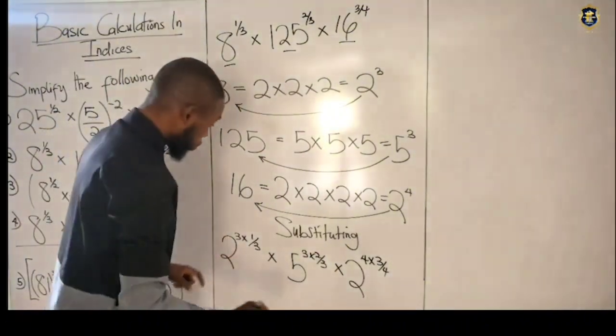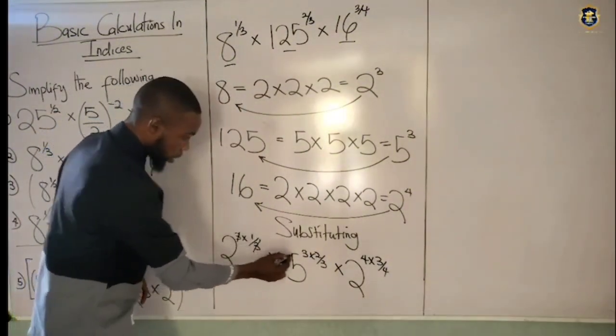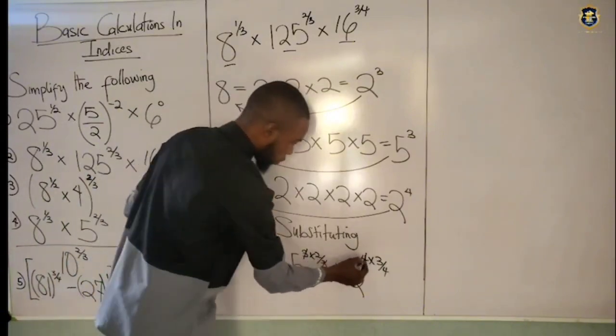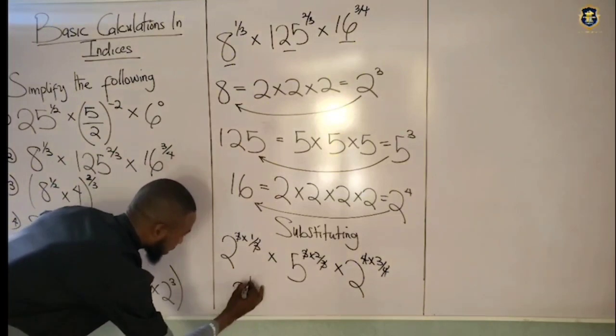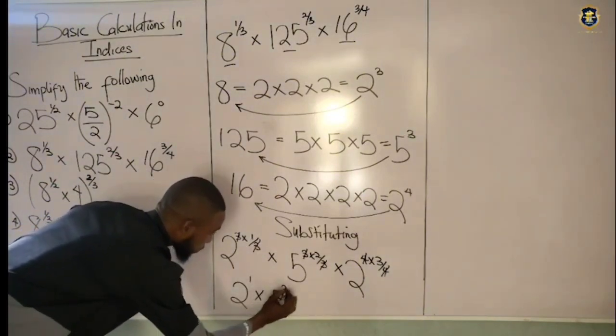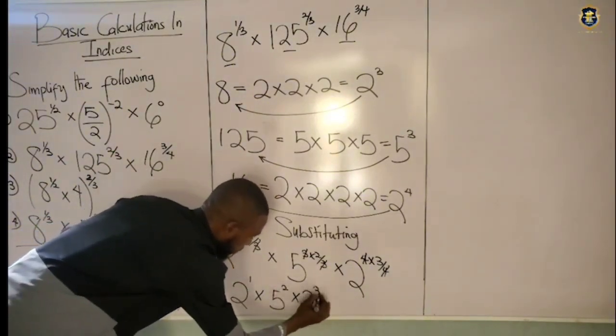What next do we do? Simple, just use 3 to cancel out 3, use 3 to cancel out 3, and use 4 to cancel out 4. By so doing we're left with 2 raised to the power of 1 times 5 raised to the power of 2 times 2 raised to the power of 3.